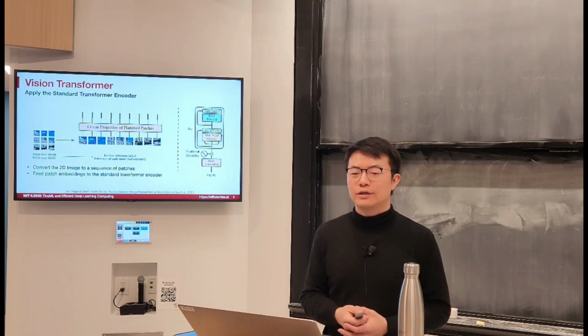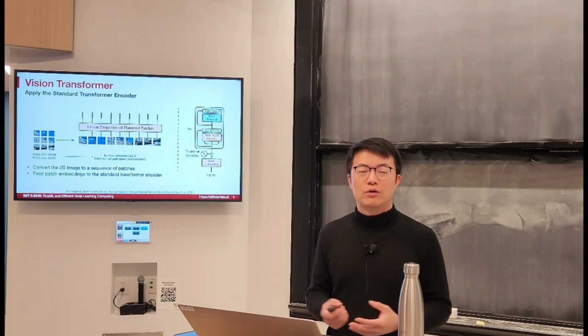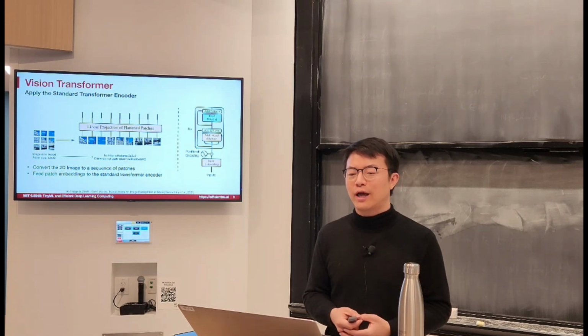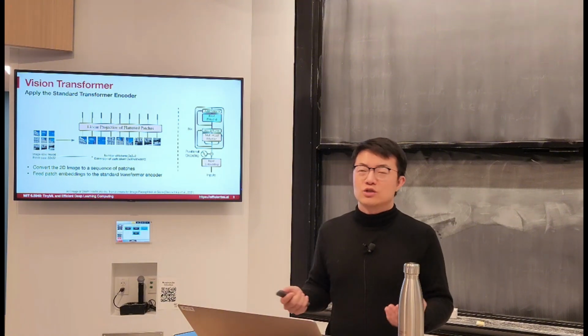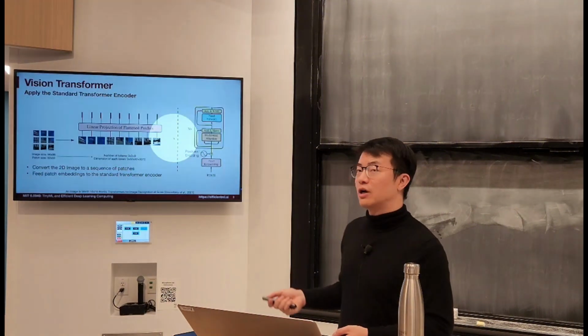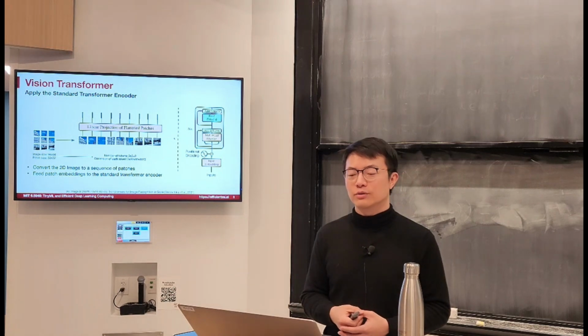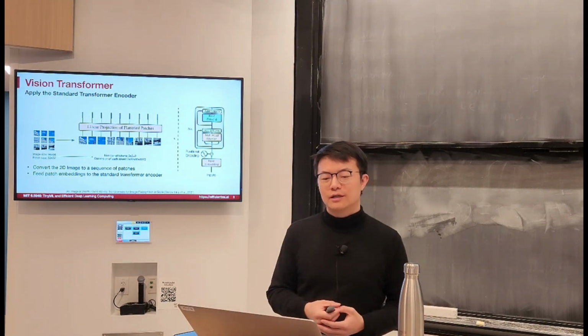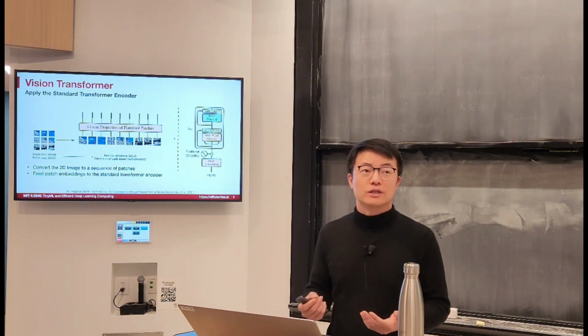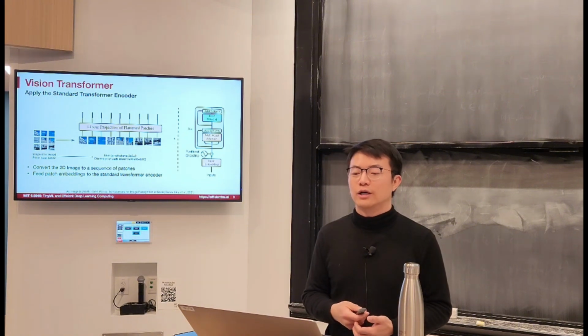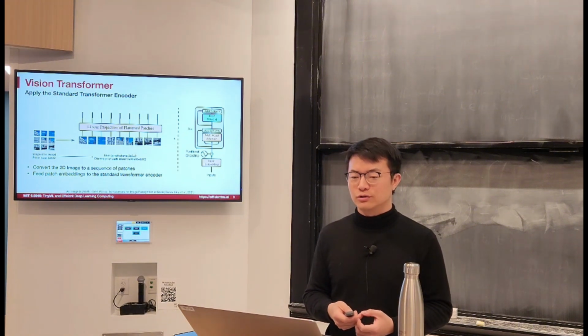And then we can apply the standard transformer architecture after applying the positional encodings. Otherwise, we don't know where the pixels come from, so we need to apply the positional encodings. Then we can feed the patch embeddings to a standard transformer encoder, just like language.